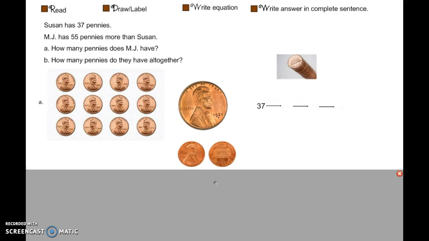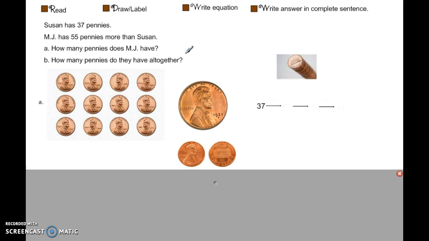Please whisper read this problem to yourself as I read it out loud to you. Susan has 37 pennies. MJ has 55 pennies more than Susan. A. How many pennies does MJ have? B. How many pennies do they have all together?